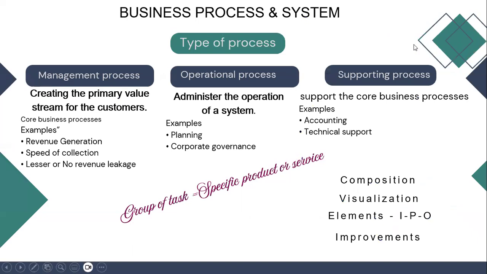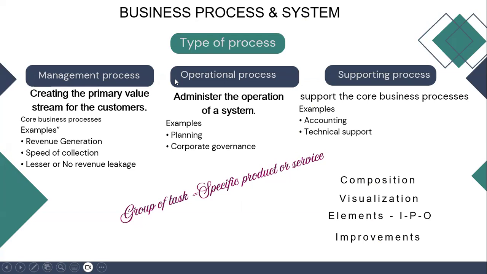And here the business process system: management process, operational process, and supporting process. They create primary value. Whatever is going to create a primary value. What is our primary value? It is the revenue. Whatever process is going to pay you the revenue, that is the management process. Whatever is going to give you the administrative side, for example operational planning and corporate governance, is an operational process. And supporting, for this, what all activity, accounting, technical support, these we'll call a supporting process.